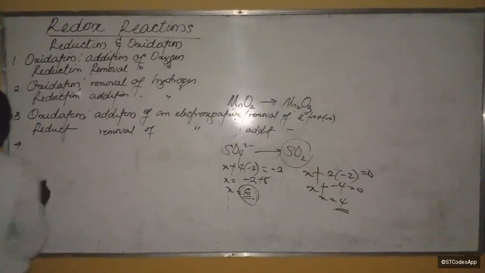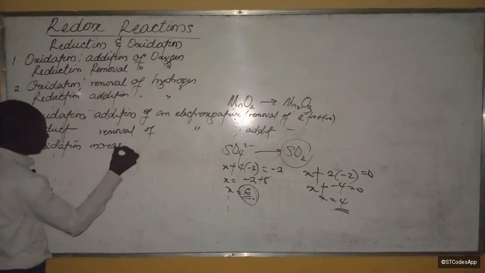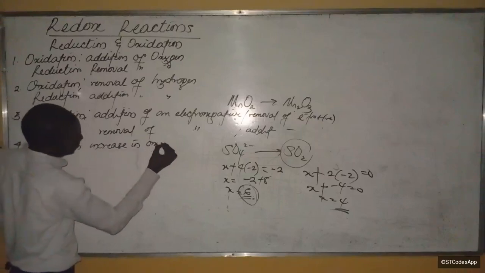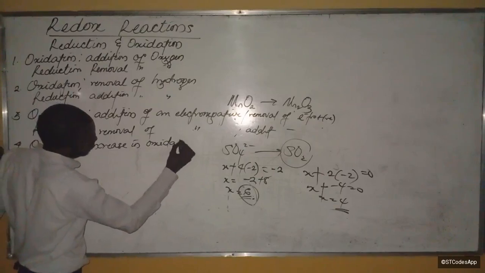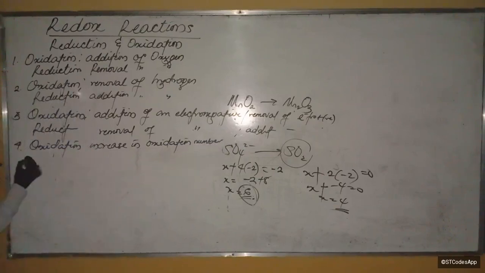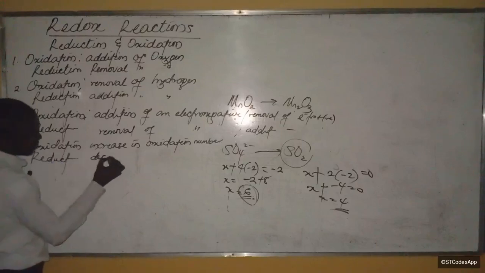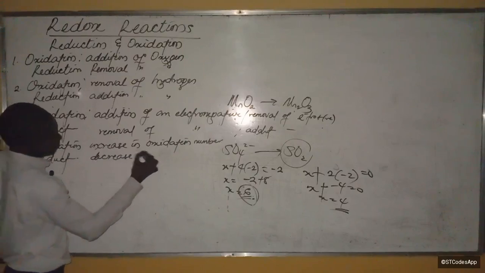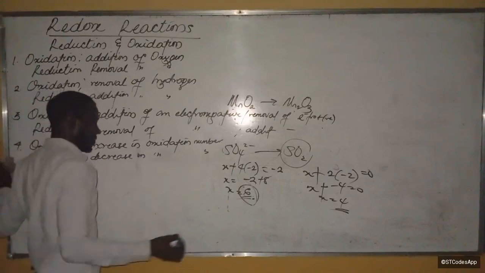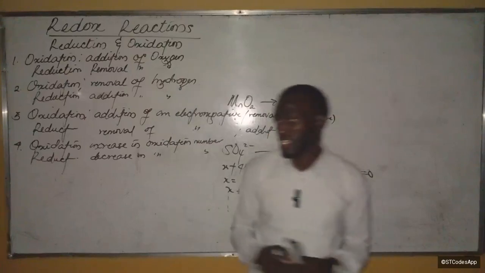So that's why the fourth definition of oxidation is the increase in oxidation number, while reduction is the opposite, that is the decrease in oxidation number. All right. So now, how do we balance redox reaction?